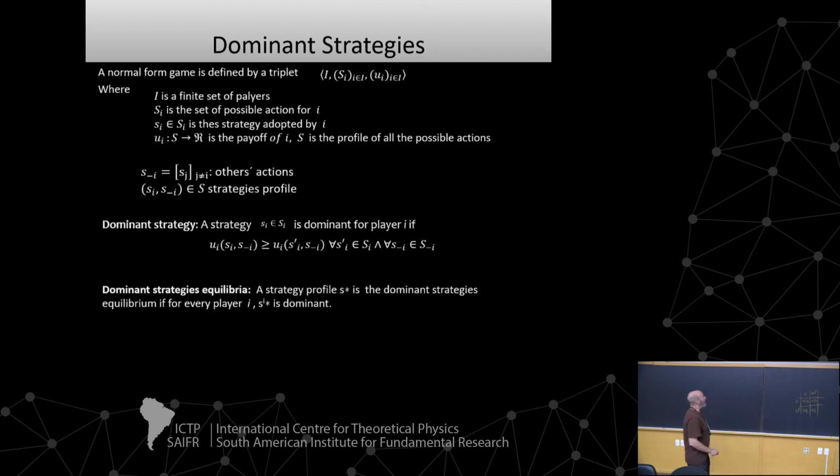So a dominant equilibrium is a strategy profile, that means a choice made by each of the players, where each of the players has chosen the corresponding dominant strategy. So if each player adopts the dominant strategy, this is what we call a dominant equilibrium.